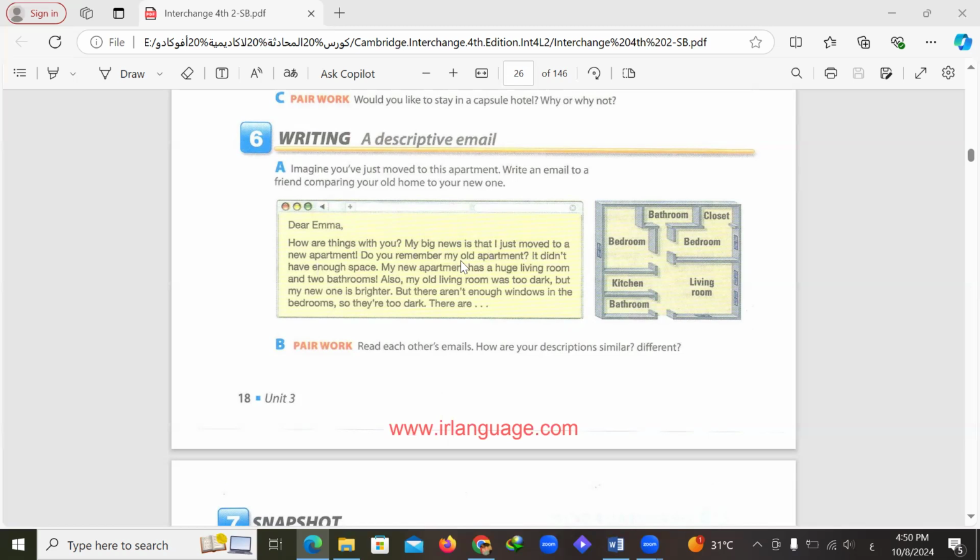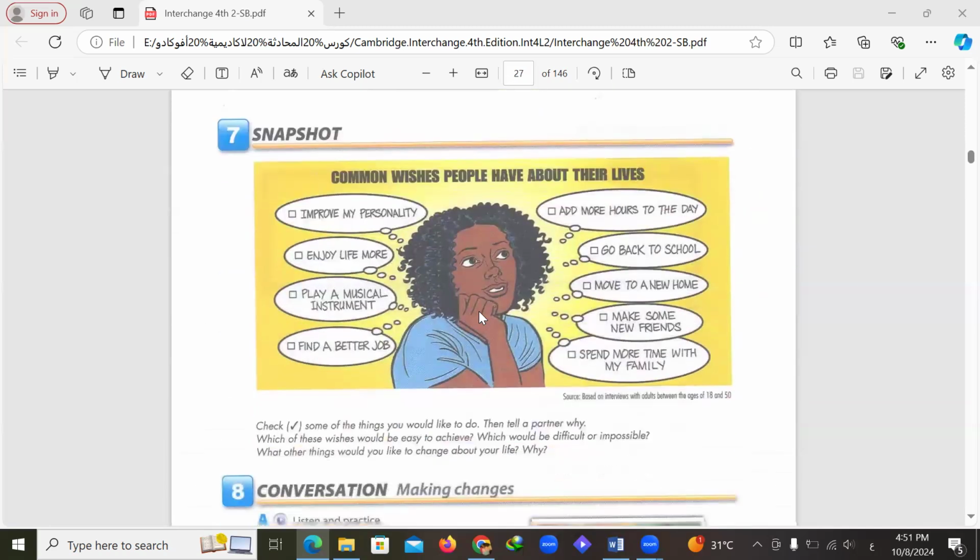Do you remember my old apartment? It didn't have enough space. My new apartment has a huge living room and 2 bathrooms. Also, my old living room was too dark, but my new one is brighter. But there aren't enough windows in the bedrooms, so they are too dark. There are, and he will continue describing his home. You can send us your text message to read and correct your writing describing your home.